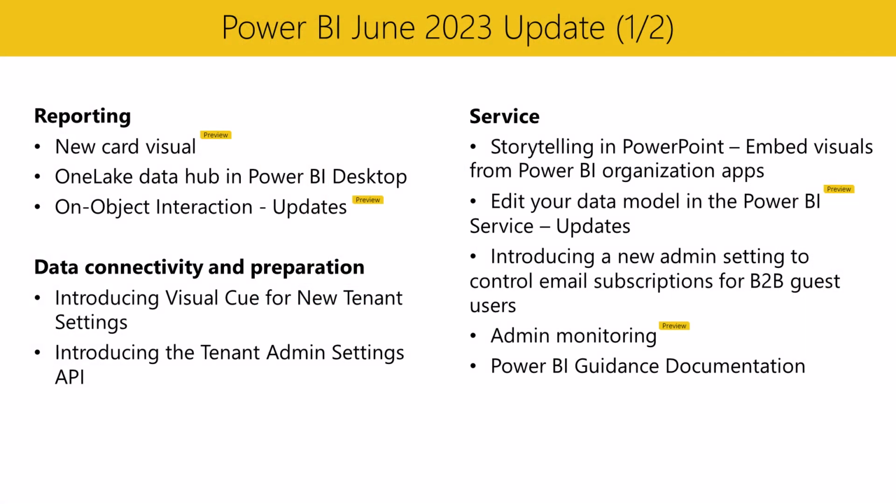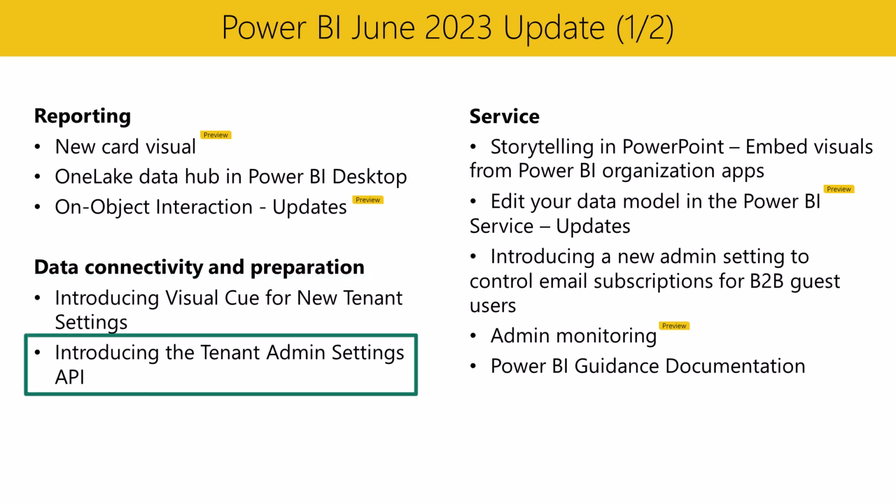Thanks, Roseanne. Moving on to data connectivity and preparation. First, we're excited to announce the addition of a new feature for tenant admins. With the visual queue in the admin portal, admins can now easily identify and manage new settings within their Power BI environment. Changes within the tenant setting page in the admin portal are tagged with the new icon to help admins discover new settings. Second, we're introducing the Tenant Admin Settings API. With this new API, you can effortlessly retrieve and access a wide range of administrative settings programmatically.